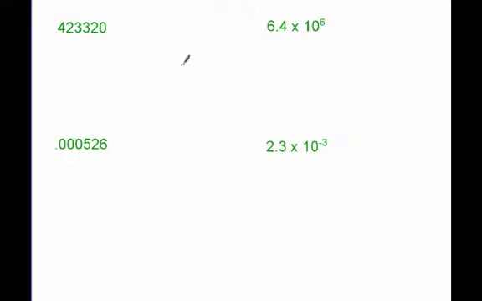All right, so now that you've tried these, let's go ahead and work with these. We're going to turn these into scientific notation and these into standard notation. So, put this number here, 423,320, into scientific notation. I move my decimal point 1, 2, 3, 4, 5 places to get 4.2332 times 10 to the, well, we moved it 5 places. The number is bigger than 1, so it's 4.2332 times 10 to the positive 5 power.